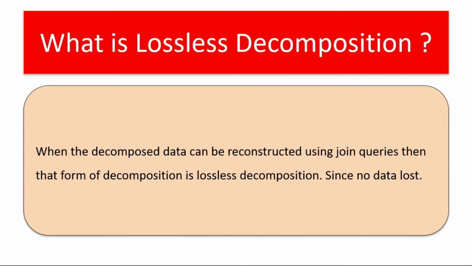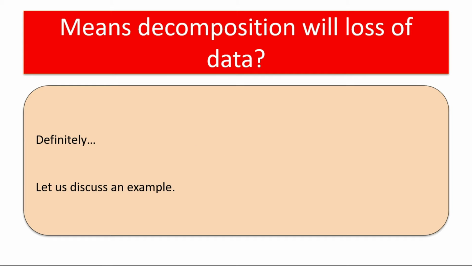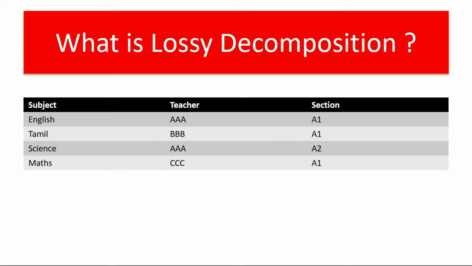The same explanation is given here. When decomposed data can be reconstructed using join queries, then that form of decomposition is lossless decomposition since no data is lost. Which means a careless decomposition of tables can lead to loss of data. Yes, it is definitely possible. We have an example for that too. We have a slightly different kind of table with three columns: subject, teacher, and section. Points to note in this table is teacher AAA handles English for A1 section and science for A2 section. So two different sections with two different subjects.